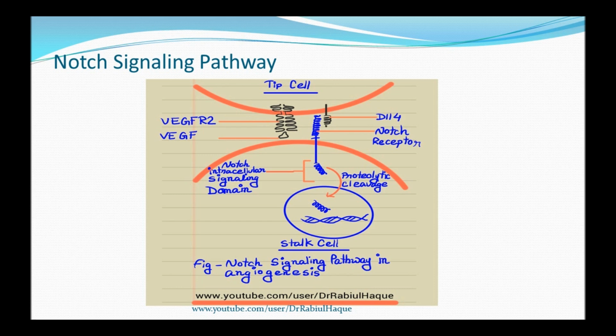So this is in short about the notch signaling pathway. Through cross-talk with the vascular endothelial growth factor, this pathway will control the sprouting and branching of the new blood vessel and also prevent excessive angiogenesis. And the main idea of this notch signaling pathway is to ensure that whenever new blood vessels are formed, they are formed with proper spacing in between them, and that helps in effective blood supply to the healing tissue or to the injured tissue. So this concludes today's video on angiogenesis.